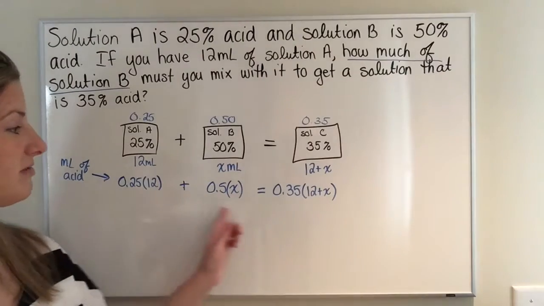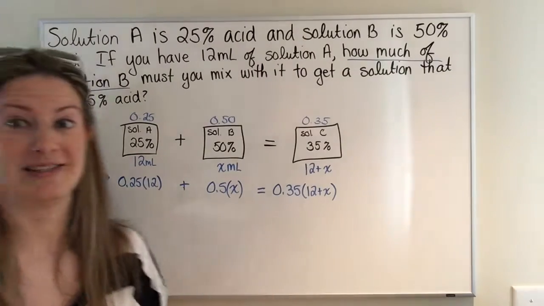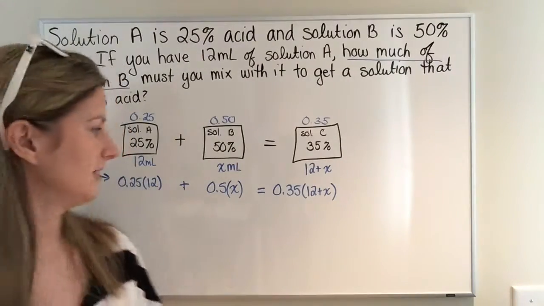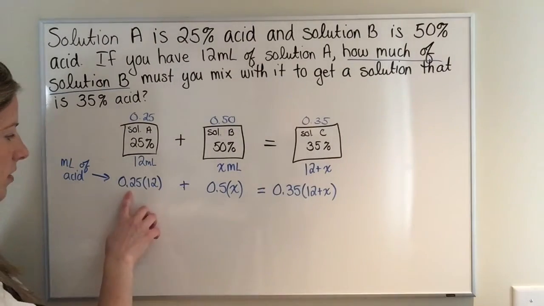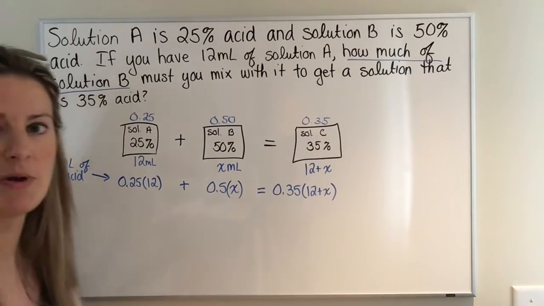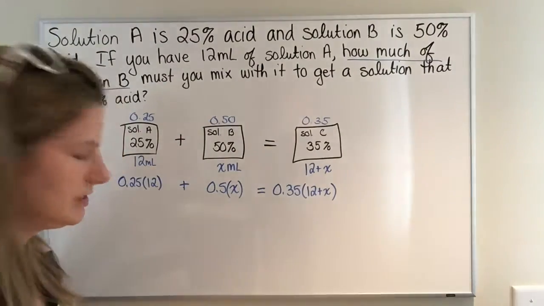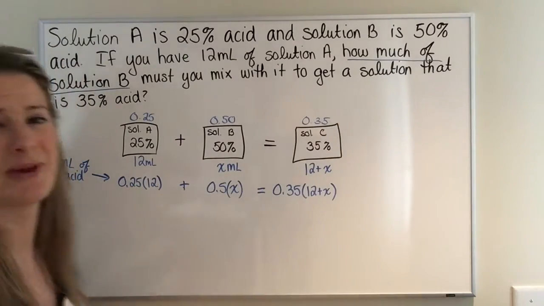Okay, so now this is actually pretty easy. We only have one variable, which is awesome. Okay, so 0.25 times 12. Now, some of you might be like, oh my gosh, decimals, what do I do? So I think it's good to just be like, wait a second.